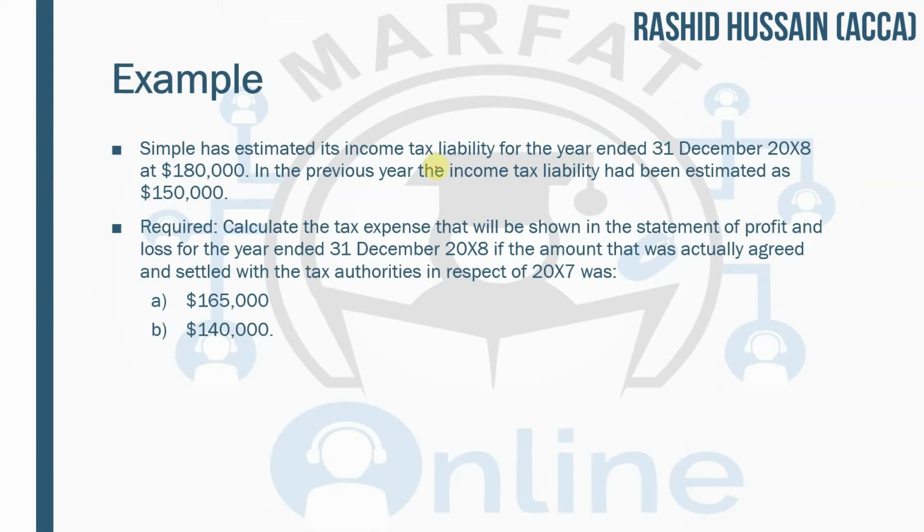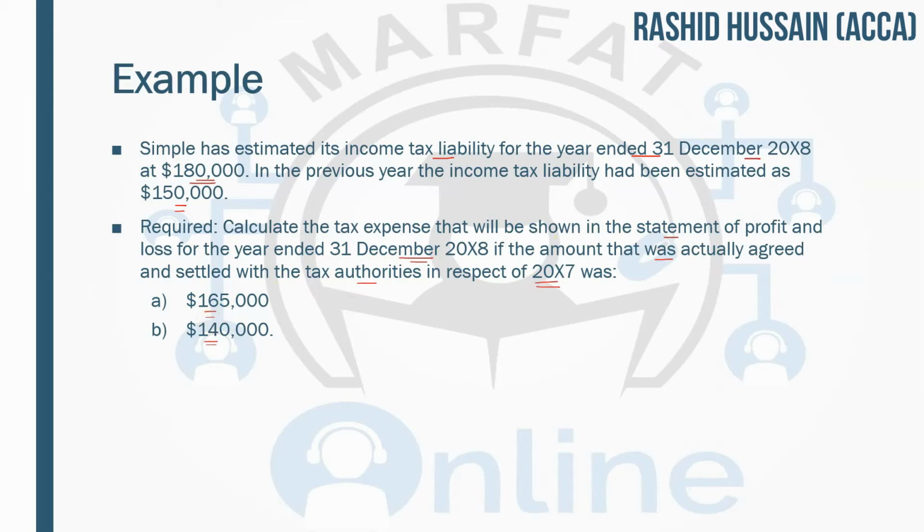Simple has estimated its income tax liability for the year ended 31st December 20x8 at 1,80,000. In the previous year, the income tax liability had been estimated as 1,50,000. Required: calculate the tax expense that will be shown in the statement of profit or loss for the year ended 31st December 20x8 if the amount that was actually agreed and settled with the tax authorities in respect of 20x7 was 1,65,000 in the first case and 1,40,000 in the second case.